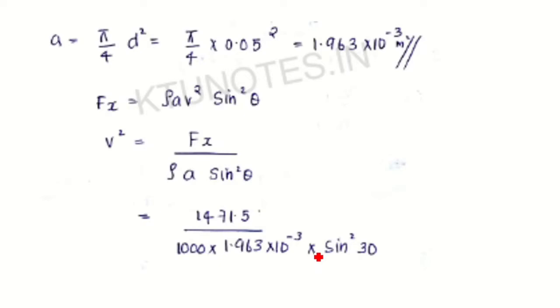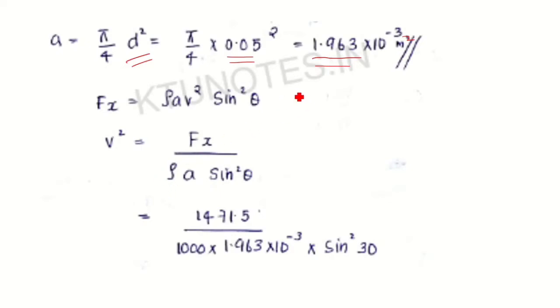So we are moving to the solution. It is given that A is equal to area. From the diameter we can find the area of the jet. The area of the jet will be obtained from pi by 4 d square, substituting the value of d as 0.05. It is given as 50 mm, so 0.05 meter. So pi by 4 into 0.05 meter square gives a value of 1.963 into 10 raised to minus 3 meter square.